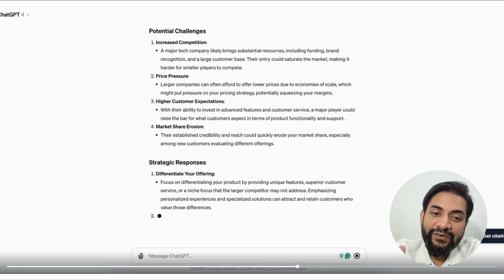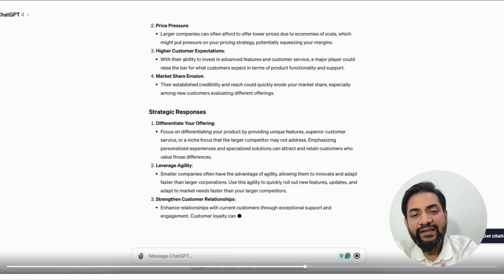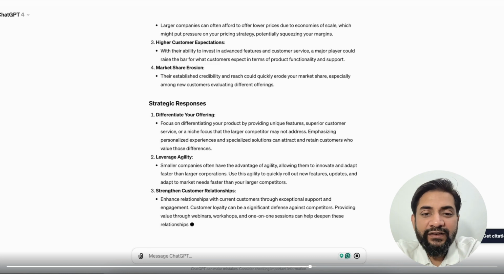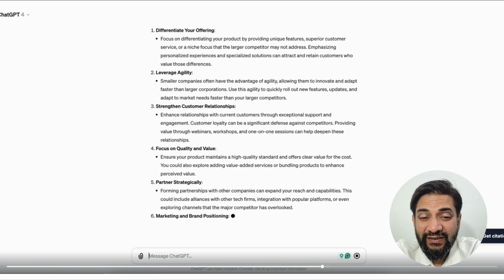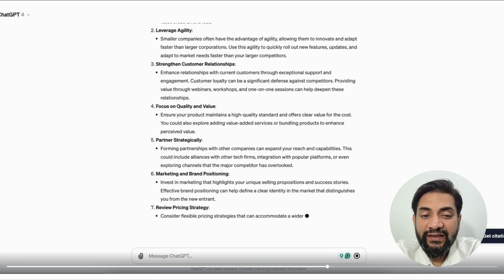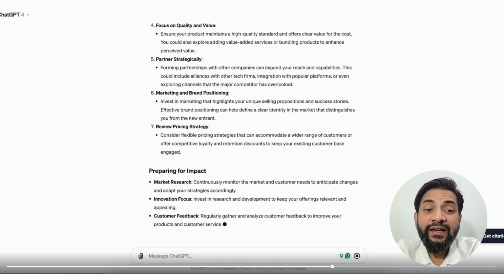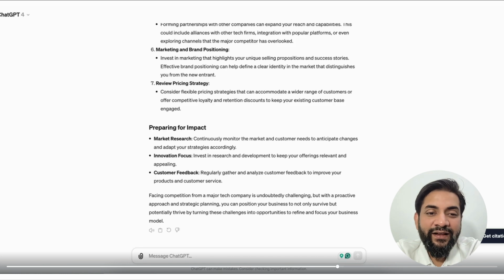And it also then comes up with the strategic responses. What should we do about the what if scenario? That would be to differentiate our pricing offering, leverage agility, strengthen customer relationships, and so on. Focus on quality and value, partner strategically, marketing and brand positioning, investing in marketing, review pricing strategy, consider flexible pricing strategies that can accommodate a wide range of customers or offer complete loyalty. And then it also gives us the impact: market research, innovation focus, and customer feedback.